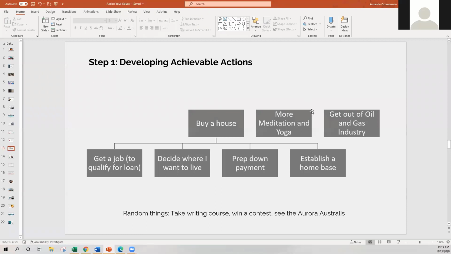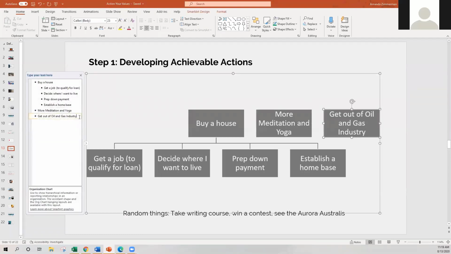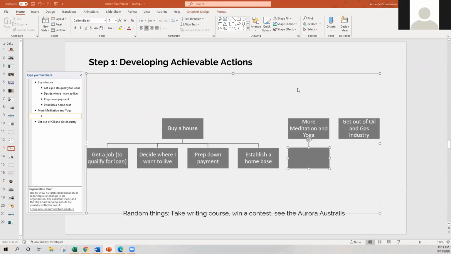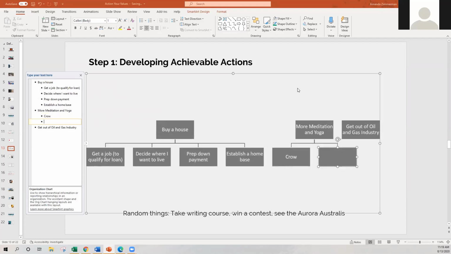Okay, so let's say some of these that I didn't break down here. So more meditation and yoga. For me, if I wanted to do this, I've always wanted to be able to do crow. So I can't do crow yet, right? So that might be a way that I can break down a yoga activity. Meditation. So maybe I want to go to 5 guided meditation courses or classes.